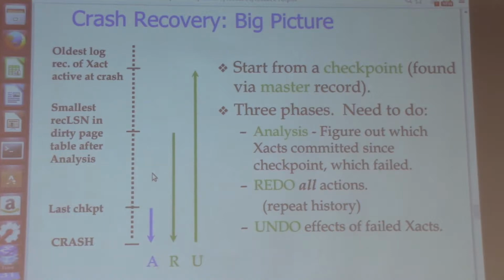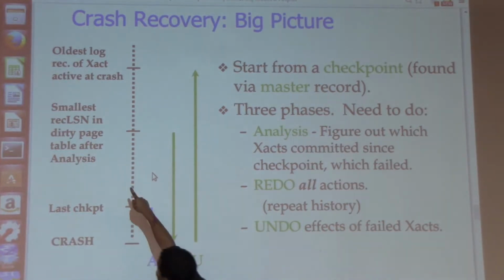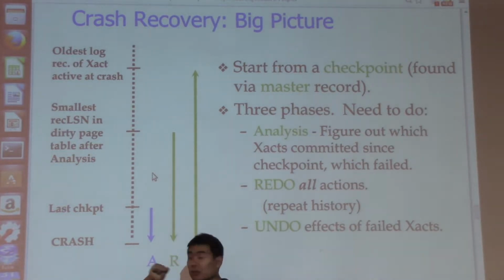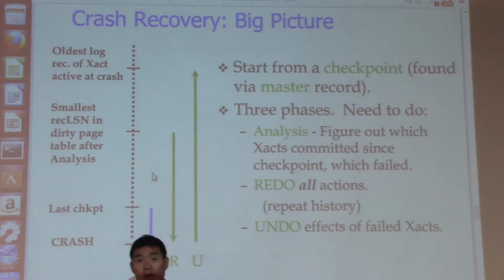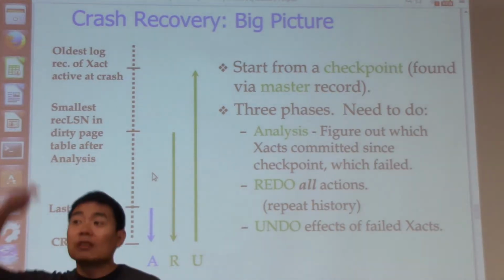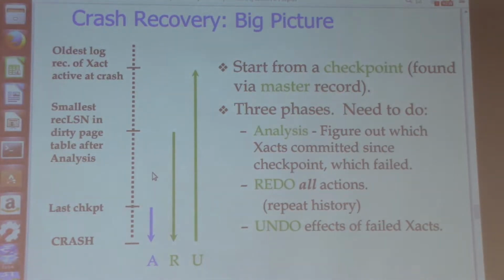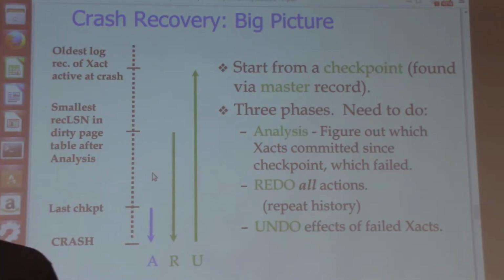Now let's look at what analysis does. The whole point of analysis is to figure out the smallest recLSN in the dirty page table after the analysis phase. Why do you need to figure out that value? Because that's the earliest point from which you need to worry about redo. The smallest recLSN from this table is precisely the earliest point in time you need to worry about redo. Beyond that, you don't care, because all those have been reflected.